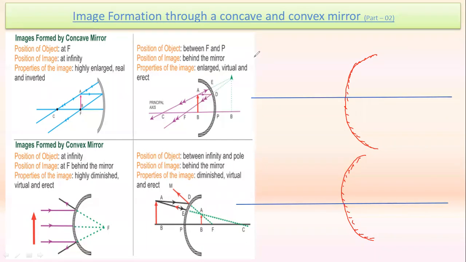Again, any object which is placed at infinity, I don't know its exact position where the object has been placed. So for that one, when the light rays are coming parallel to the principal axis, it will reflect back to the other side. It deviates, it diverges.